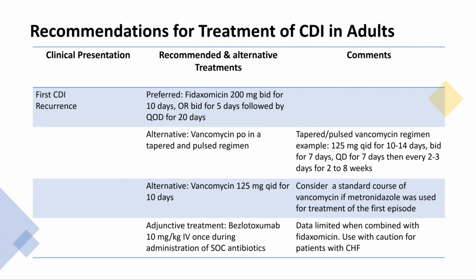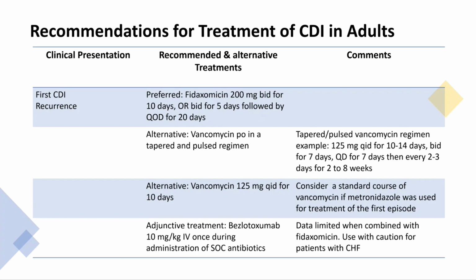So then the next category would be the first recurrence. So again, the preferred is fidaxomicin, which is, again, 200 milligrams twice a day for 10 days, or, which I didn't know until I reviewed these new guidelines, you can do fidaxomicin at the normal dose for 5 days and then do what's called a chaser. So it's every other day for 20 days. So that can be a consideration for the first recurrence of C. diff. So either another full course of fidaxomicin or this longer, tapered course.